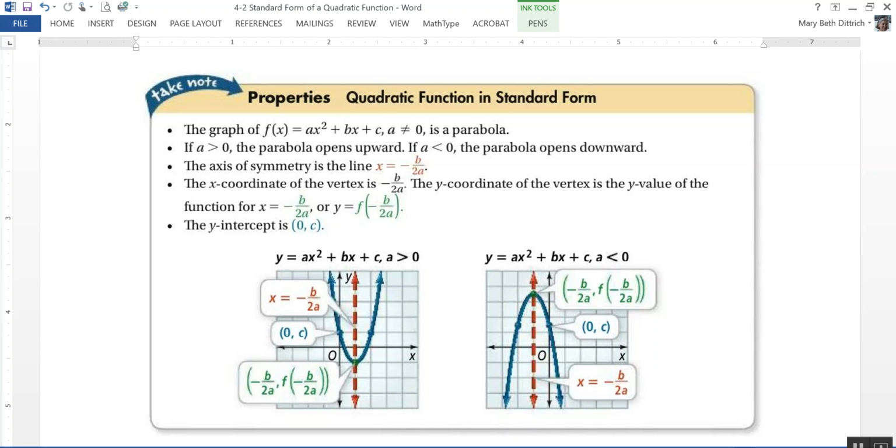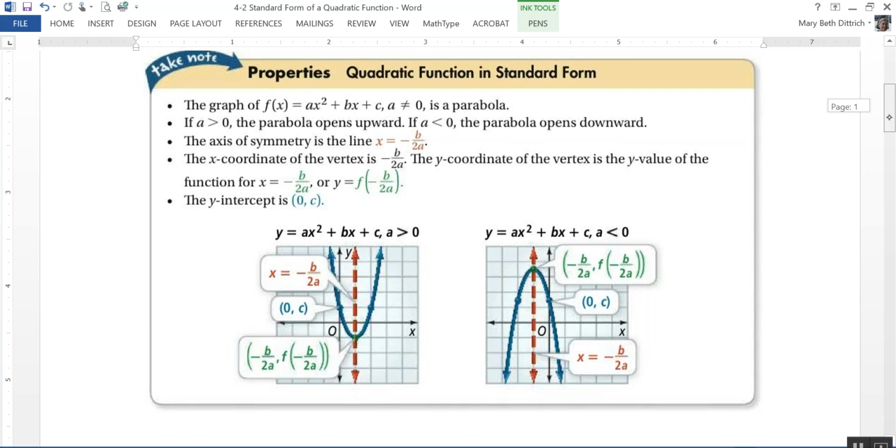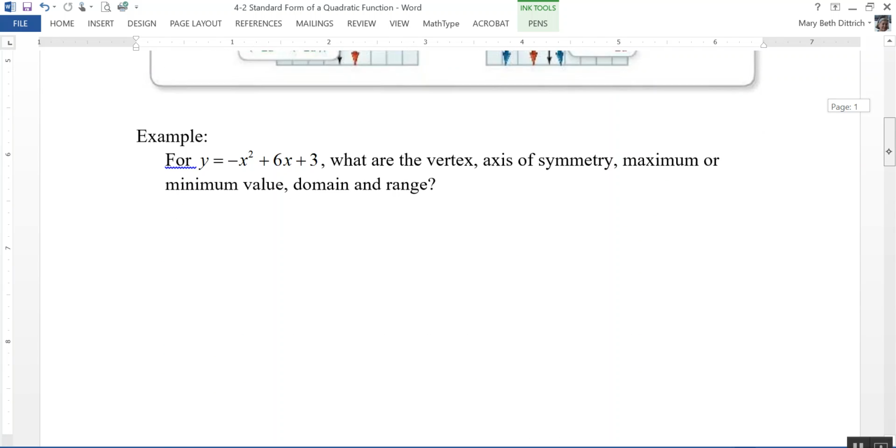The y-intercept is the point (0, c), so whatever number doesn't have an x, that's going to be your y-intercept. And here are a couple basic graphs of what it might look like. So let's try an example.